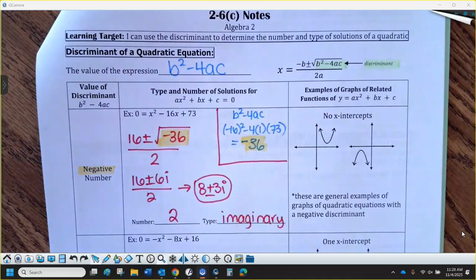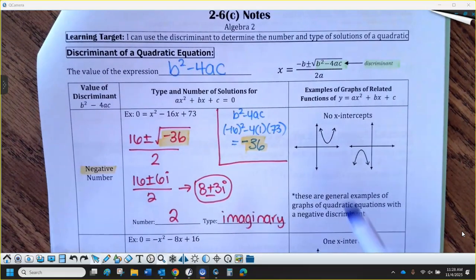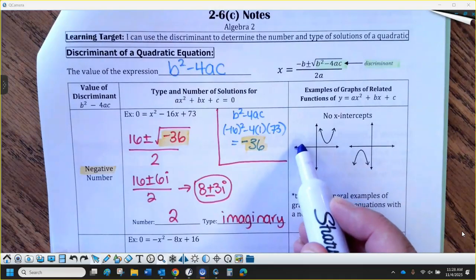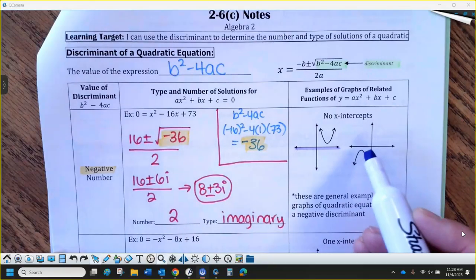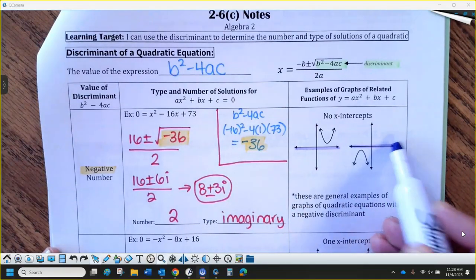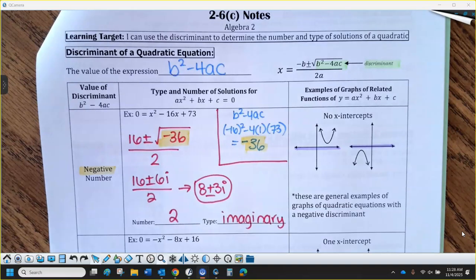Now, on the side here, just to give you guys a visual, neither one of these 2 graphs is this equation here. But I just have one that is a parabola that goes right side up and one that goes upside down.